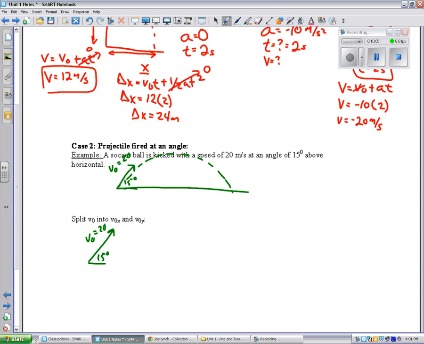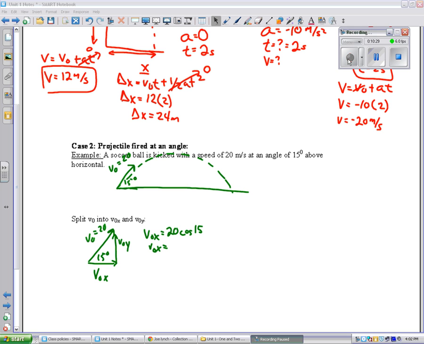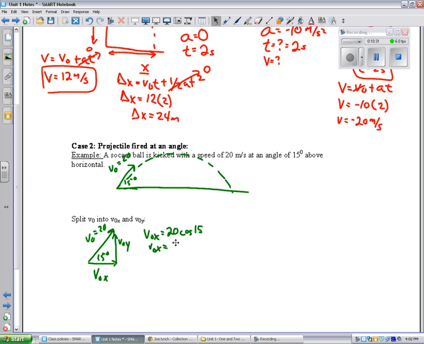And we have to split this up into V0 in the x direction and V0 in the y direction. So we got to use a little bit of trig. For x, since x is the adjacent side, I'm going to use cosine. So I'll get V0x is 20 cosine 15. So V0x equals 19.3.